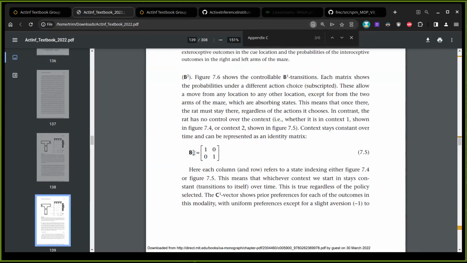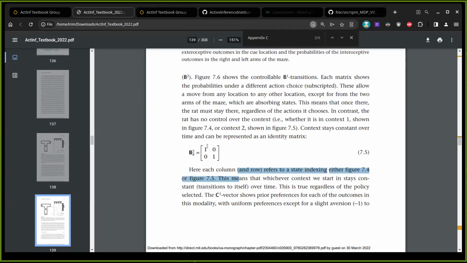B2 is not influenced by policy. 1 stays at 1 and 1 stays at 1. So it's kind of like the A matrix having the diagonal. The identity matrix for A is kind of like the trivial noiseless perception. Observations just map 1-to-1 to hidden states.